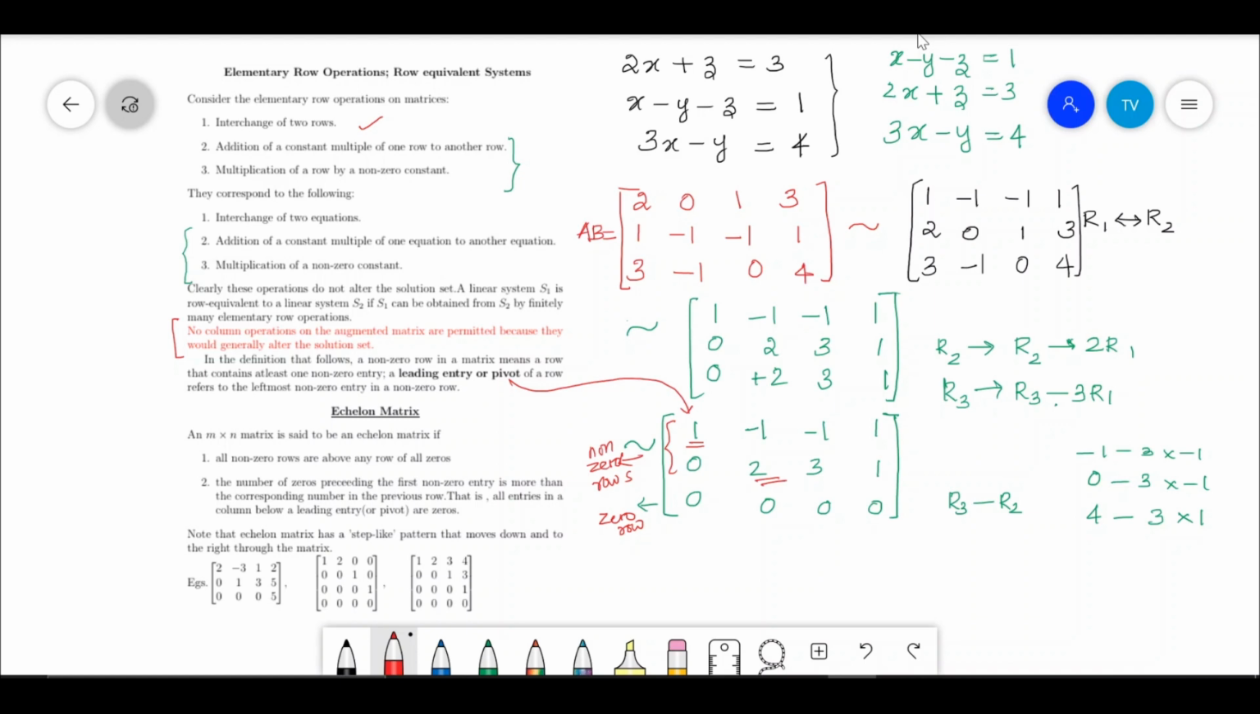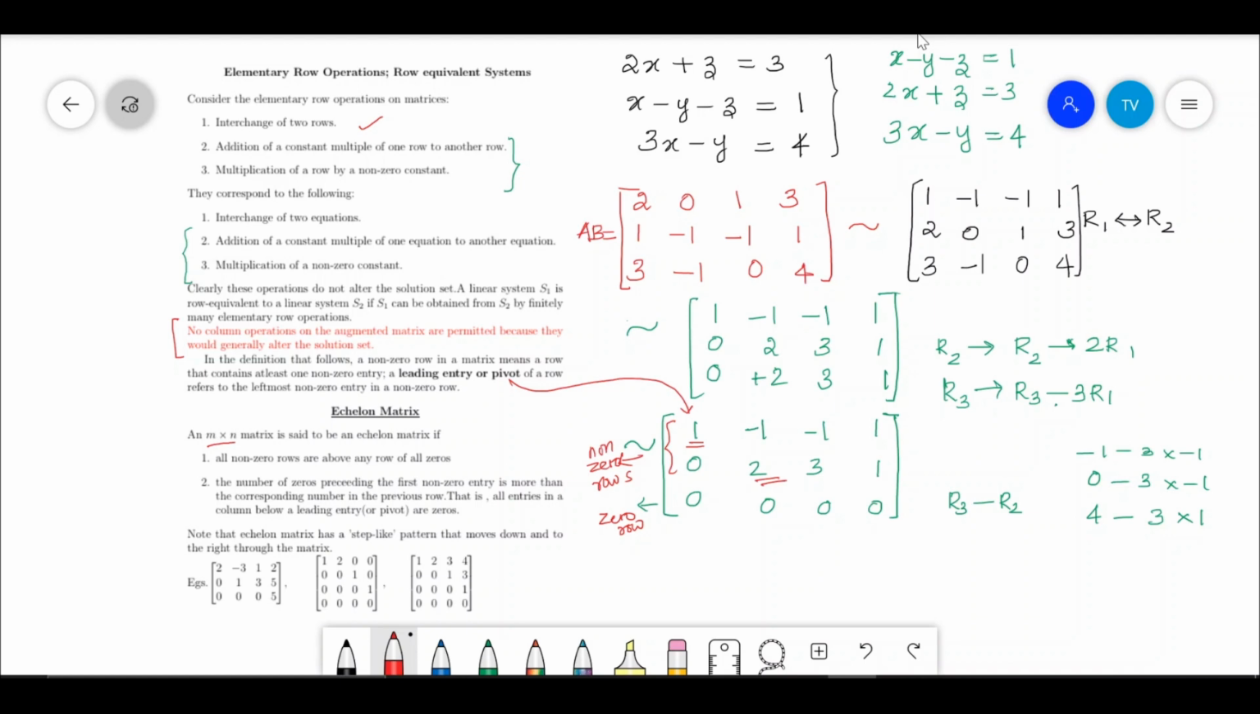An m by n matrix is said to be an echelon matrix if all non-zero rows are above any row of all zeros. The number of zeros preceding the first non-zero entry is more than the corresponding number in the previous row. That is, all the entries in a column below the leading entry or the pivot are zeros. So let us make the concept clear with respect to this particular example.